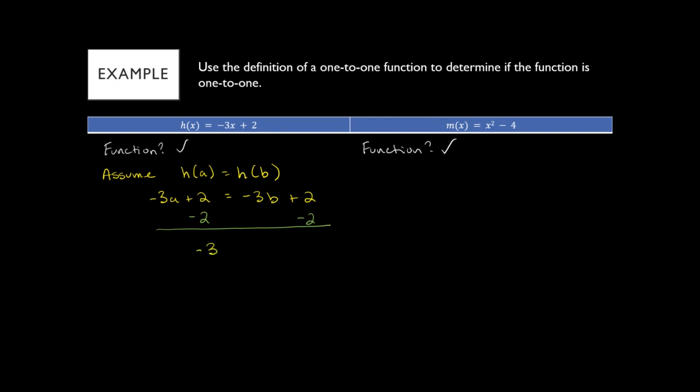So that gives me negative 3a equals negative 3b. And then we divide both sides by negative 3, and we get a is equal to b. So we started with h of a equals h of b, and we ended up with a equals b once we solved. Because that happened, this means it's 1-to-1.